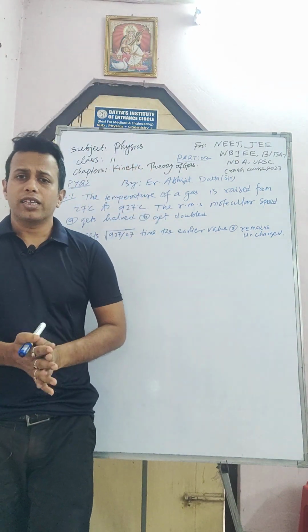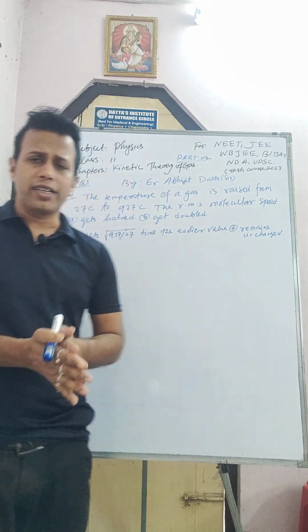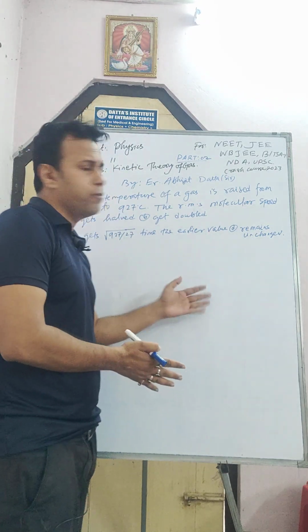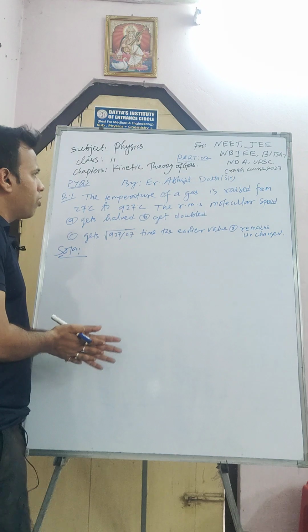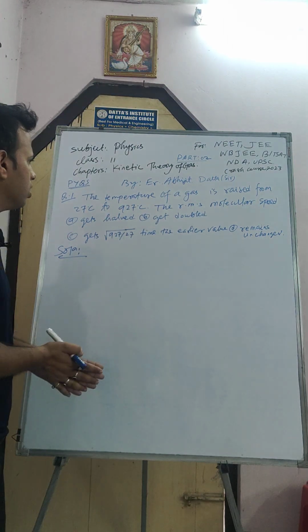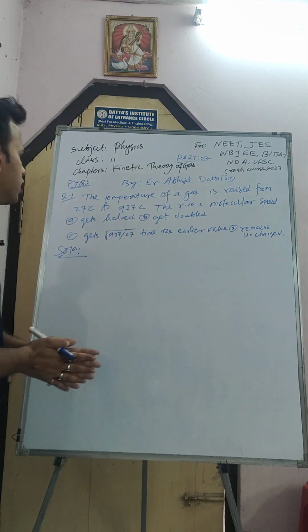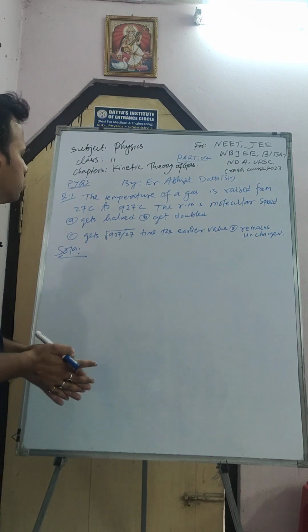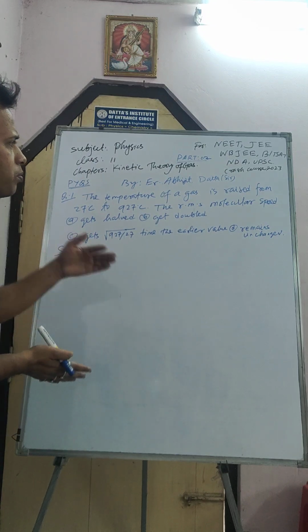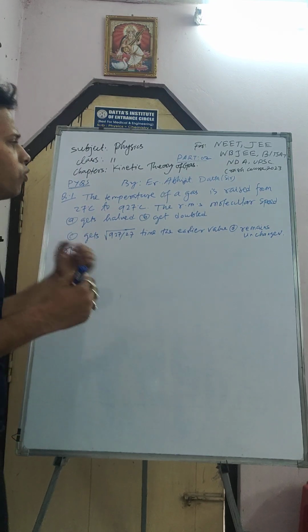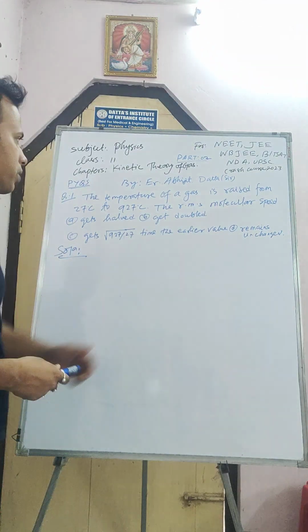So today I will take another class from physics, class 11, from kinetic theory of gas, and this lecture is part 2 from this chapter. So our first question is like that. The temperature of a gas is raised from 27 degrees C to 927 degrees C. The RMS molecular speed is what we have to find out. Four options are given.